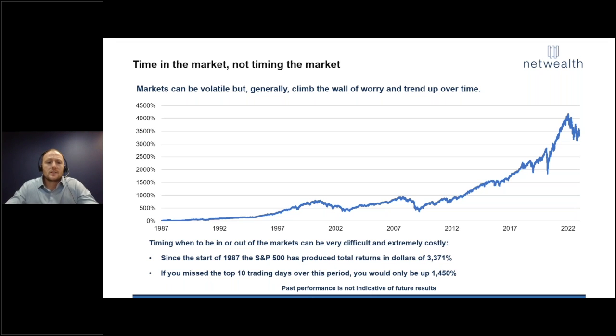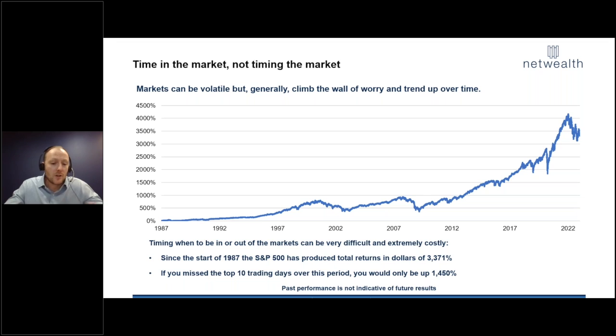So you can see over this total period, the returns in dollars have been 3,371%, so very strong. But if you had missed just the top 10 days, the return would have fallen from 3,371% to 1,450%. So a very significant drop just by missing the 10 best days.